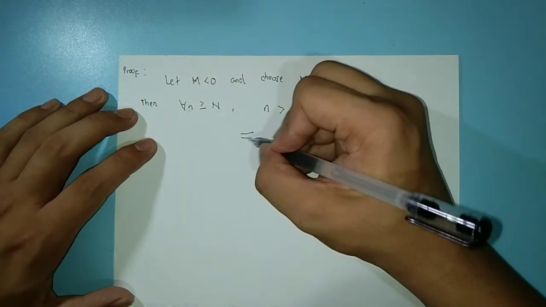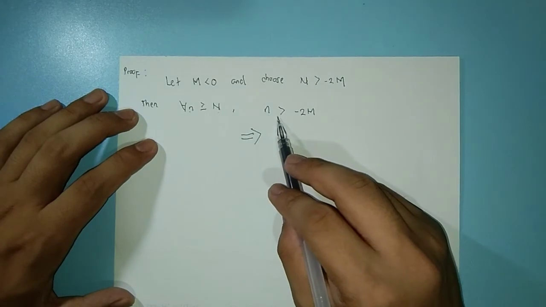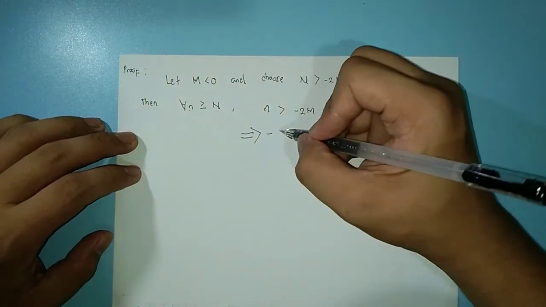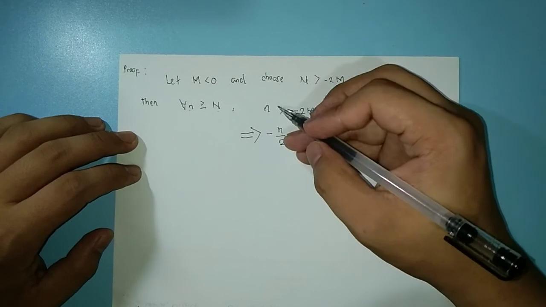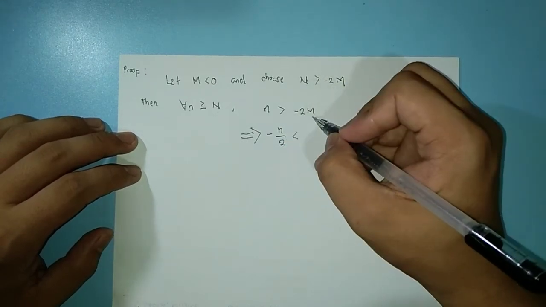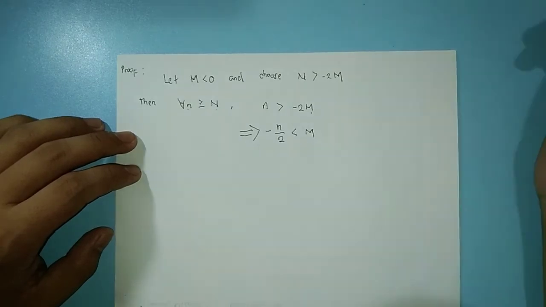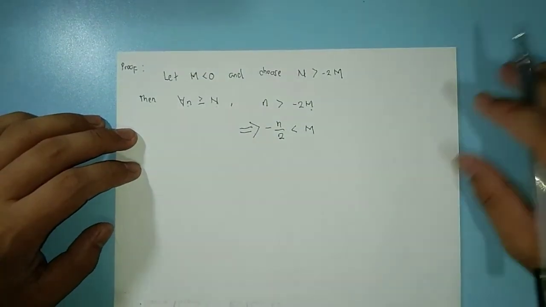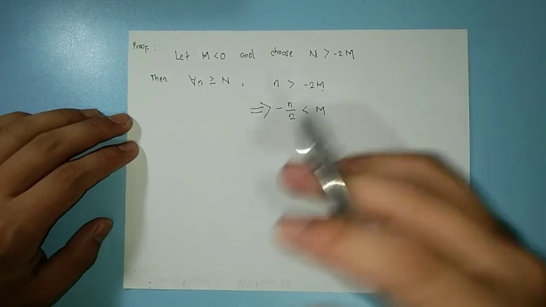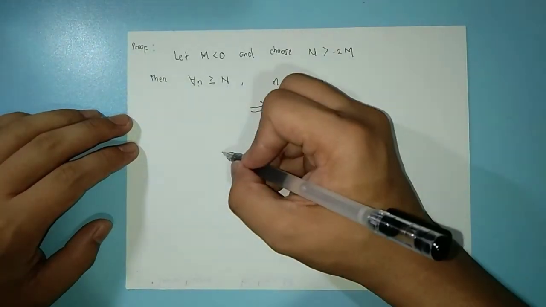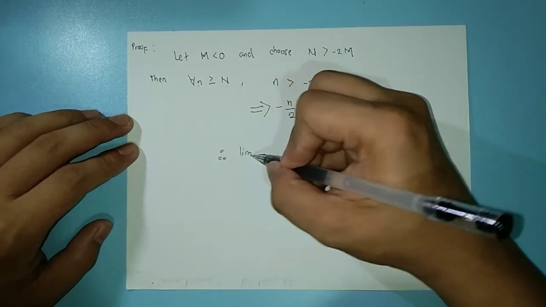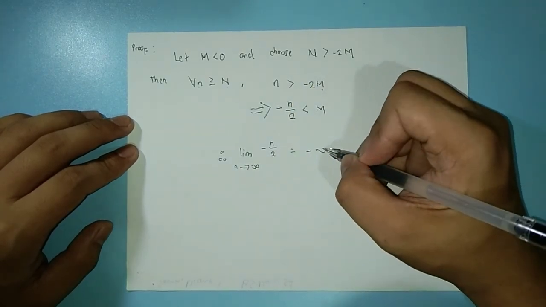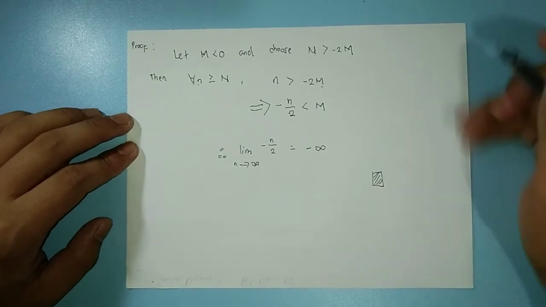And this implies mag-multiply tayo ng negative 1/2 both sides. So multiply tayo, magiging negative n over 2, and since nagmultiply tayo ng negative, mababago yung symbol from greater than magiging less than, tapos dito ang matitira na lang ay m. And napalabas na kagad natin, for all n greater than or equal to N, negative n over 2 is less than m. So by definition ng divergent sequence na nagda-diverge doon sa negative infinity, yung limit ng negative n over 2 as n approaches infinity is equal to negative infinity. And this is done. Okay?